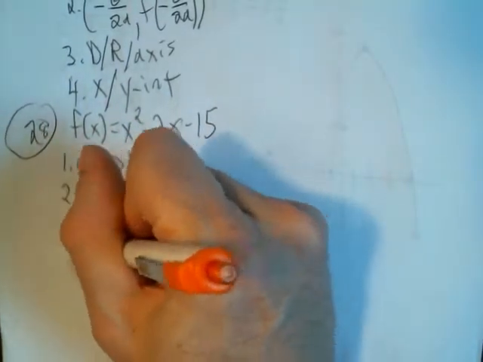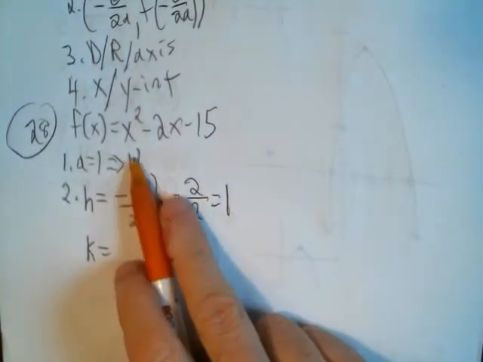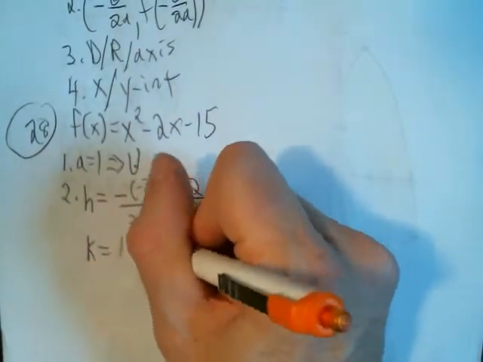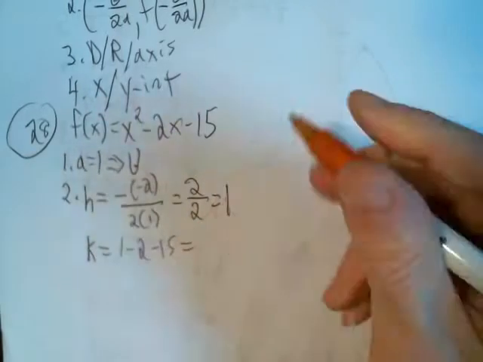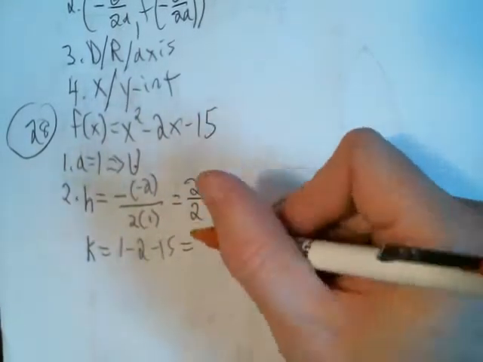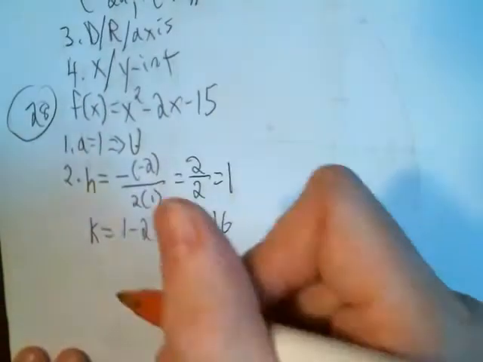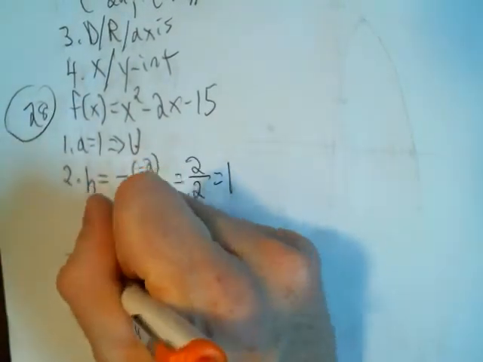And then the corresponding y coordinate, you just plug 1 into the formula. So you get 1 minus 2 minus 15. So negative 1 minus 15 is negative 16. Okay, from there then, the domain and range and all that stuff is easy.